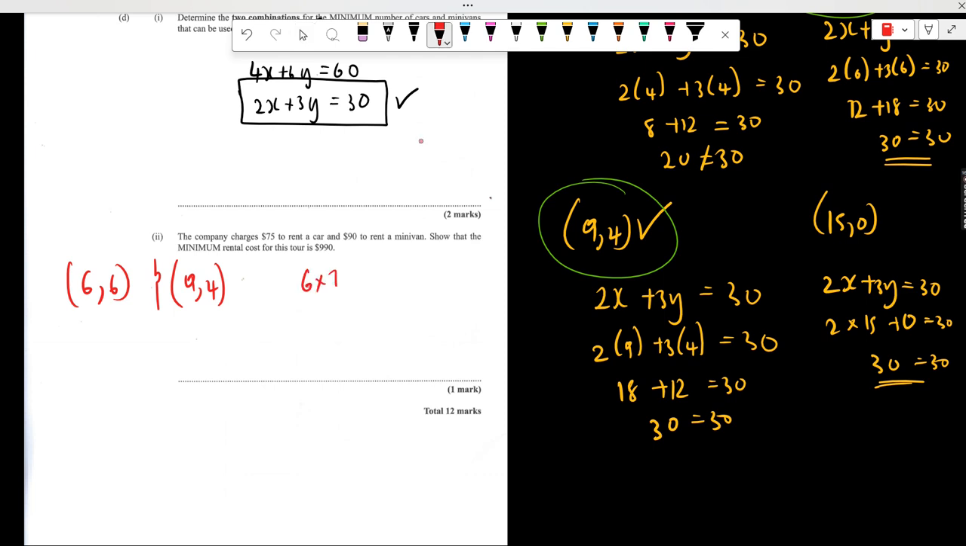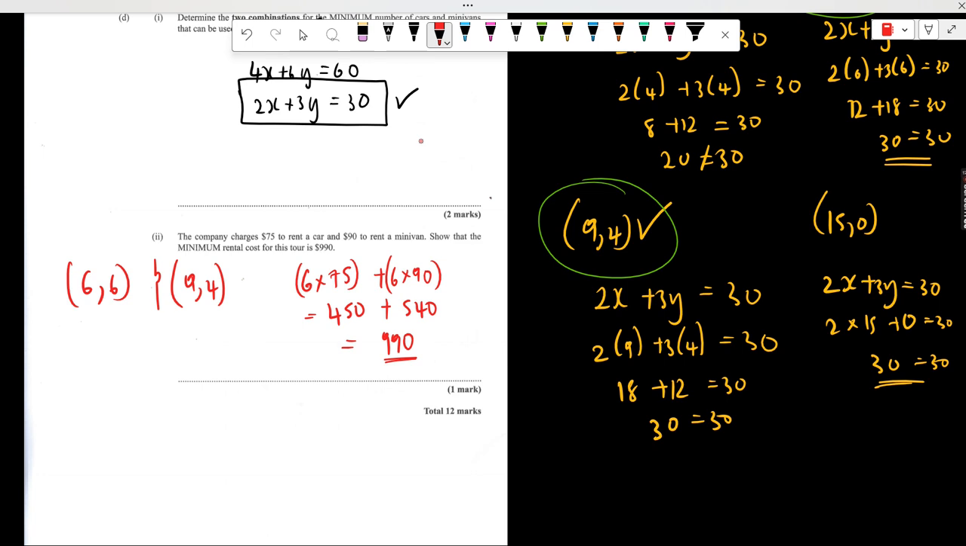So if we're renting 6 cars and 6 minivans, let's see the total cost. We're going to have 6 times 75 plus 6 times 90. 6 times 75 gives us 450, and 6 times 90 is 540. When we add those two, what do we get? 990. Everybody seeing that? Yes, sir. So this justifies our condition.